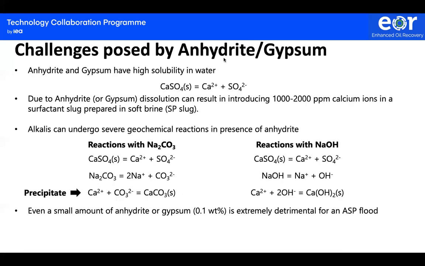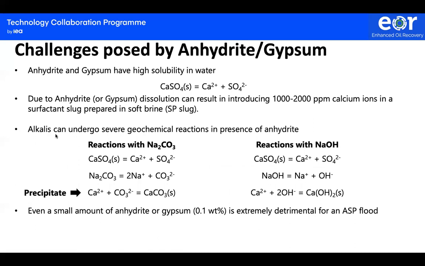And what are the challenges of anhydrite? So anhydrite is fairly soluble in water. So if you inject DI water in a reservoir that has anhydrite, then you can expect about 1000 to 2000 ppm of calcium coming from the rock due to anhydrite dissolution. So that is a high amount of calcium that you get from the rock.